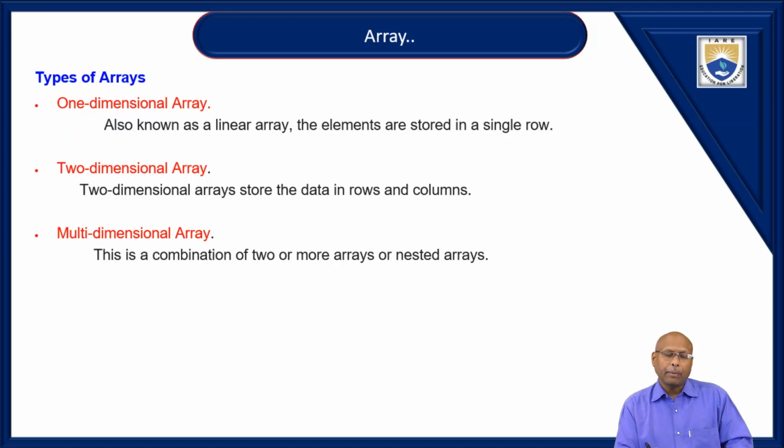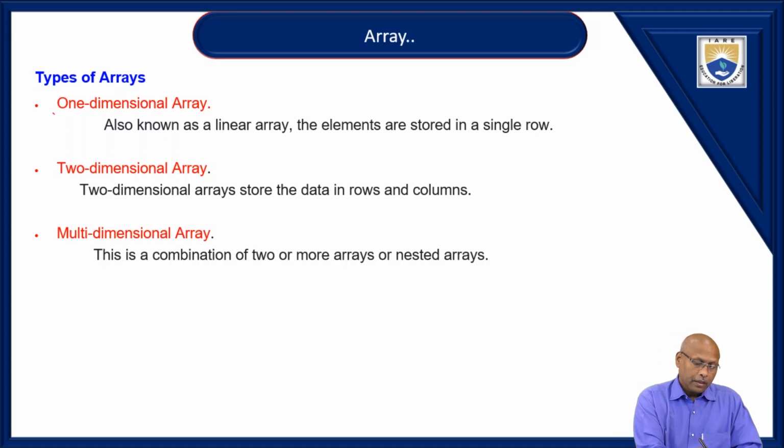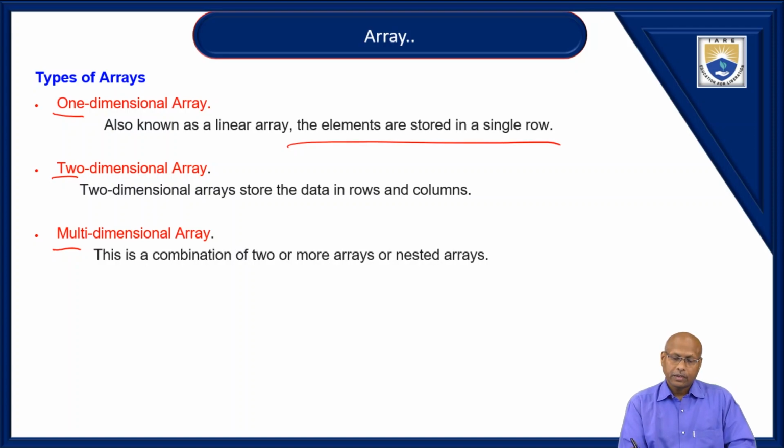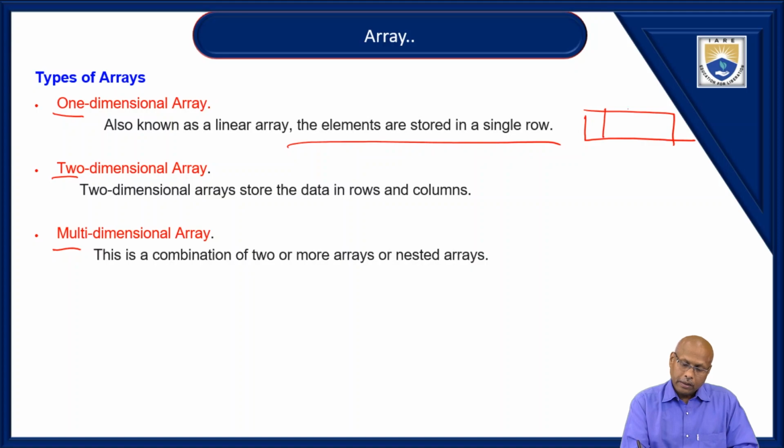Then there are different types of arrays. It can be a one-dimensional array, a two-dimensional array, or a multi-dimensional array. In a one-dimensional array, the elements are stored in a single row. You can imagine this as a group of elements. Assume there are 3 elements: the 0th element, the first element, the second element.